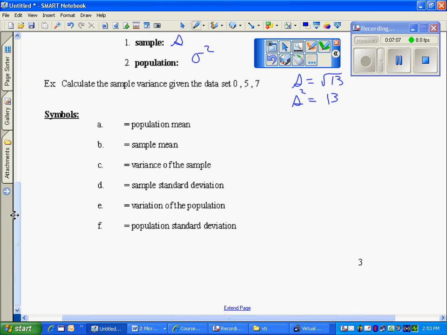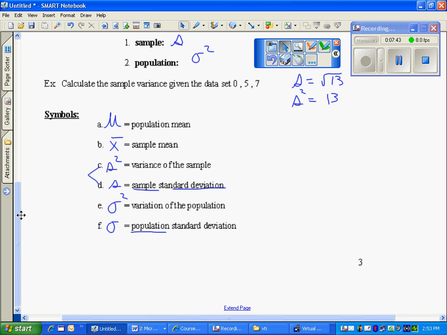The mean of the population is mu. The mean of the sample is x bar. The variance of the sample is S squared. The sample standard deviation is S. Notice these two go together. The variance of the population is sigma squared, and the population standard deviation is sigma. Make sure you understand that populations have a more formal symbol, where samples or statistics have a more general one, like S versus sigma.